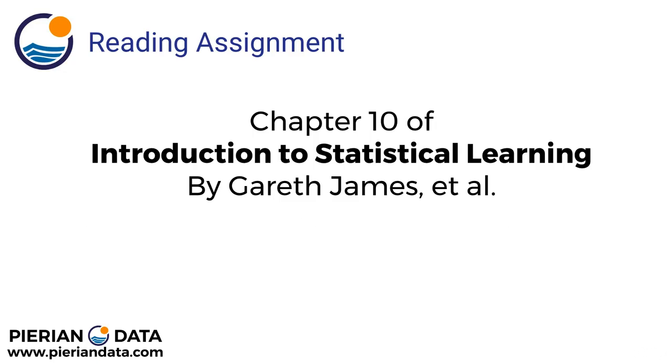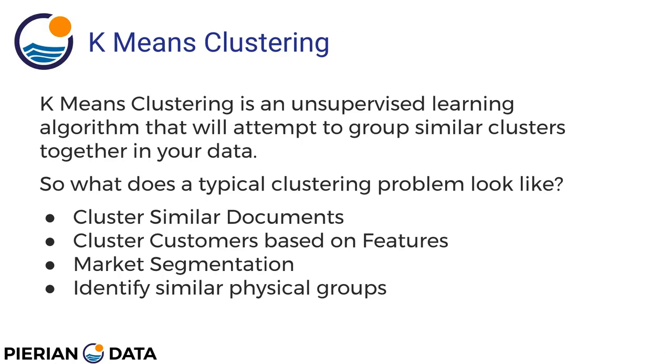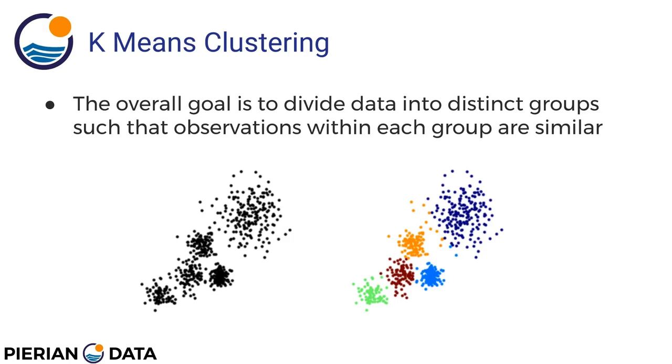If you want more background on k-means clustering and the mathematics behind it, read Chapter 10 of An Introduction to Statistical Learning. K-means clustering is an unsupervised learning algorithm that will attempt to group similar clusters together in your data. So what do typical clustering problems actually look like? You can cluster similar documents, cluster customers based off their features, do market segmentation, identify similar physical groups, and much more. The overall goal is to divide data into distinct groups, such that observations within each group are similar.